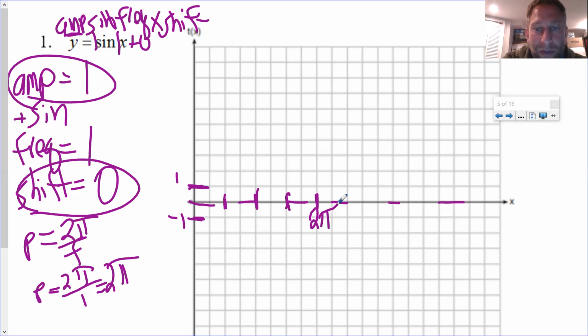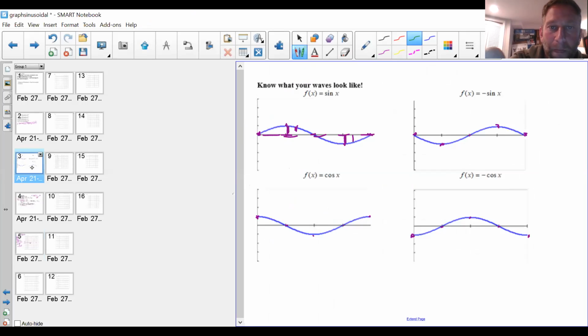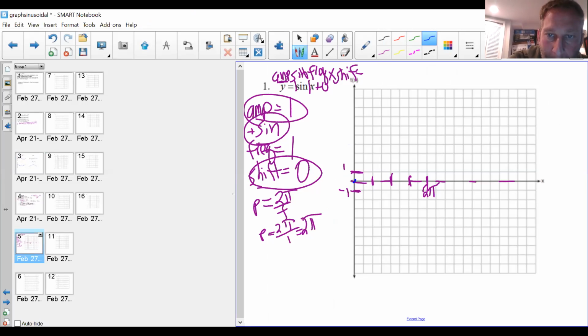And now it's time to do my graph. So it's a positive sine. So if it's positive sine, I'm going to look here. Positive sine. Let's just erase this stuff. Positive sine goes midline, up, midline, down, midline. Midline, up, midline, down, midline. And there it is.